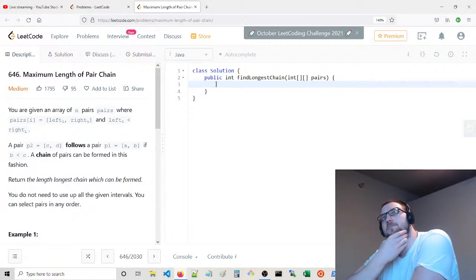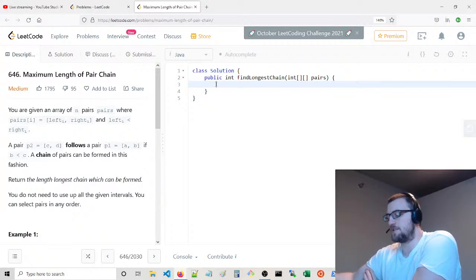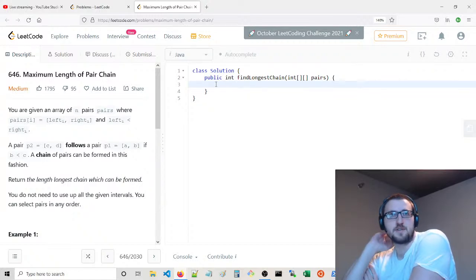You can perform a kind of depth first search as well, but I don't think that's particularly good either. Like, select an interval and then see what other intervals you can select after that. But I don't really like that either. I think that's a poor approach. I think it's unnecessarily inefficient.